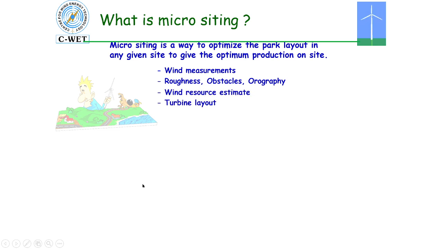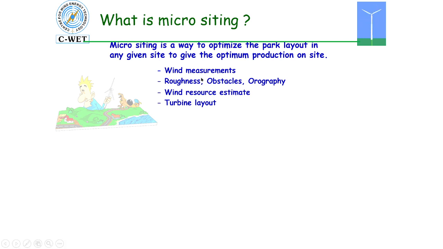Micrositing addresses all the following things. One, it is a way to optimize the park layout, wind farm layout. Park layout means wind farm layout. So you can combine 3 megawatt wind turbines with 5 megawatt wind turbines. You can combine 5 megawatt wind turbines in one row, 3 megawatt wind turbines in the next row, and find out, given an area, how optimum production can come from that site. That particular fine tuning of locations of the wind turbines given an area is called micrositing. Is it okay?